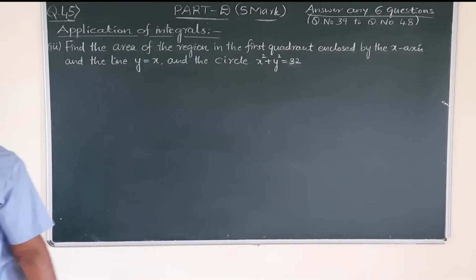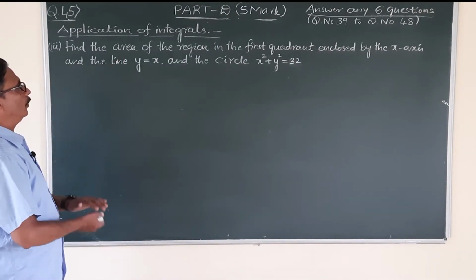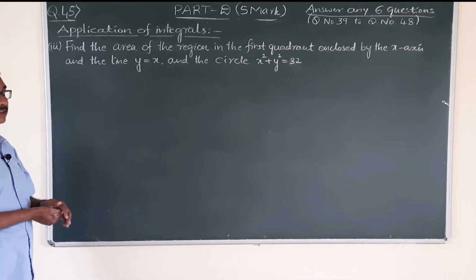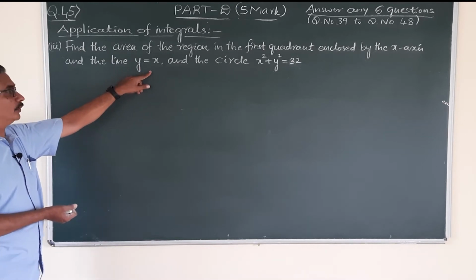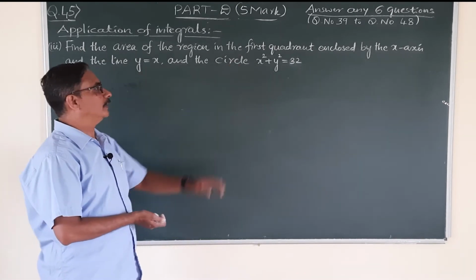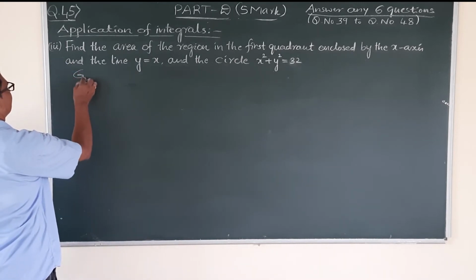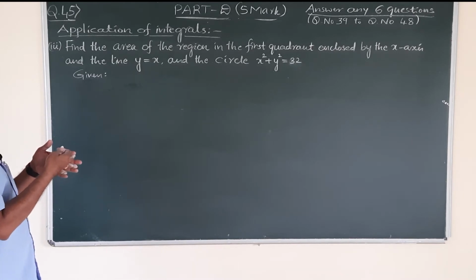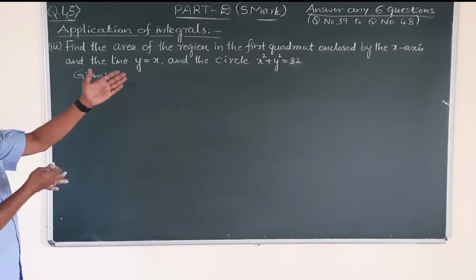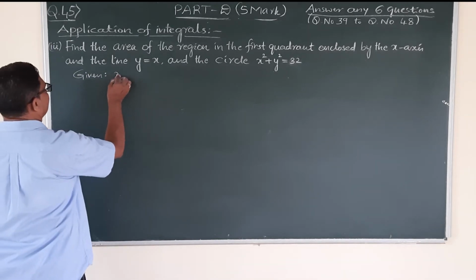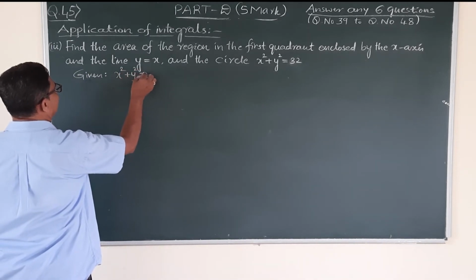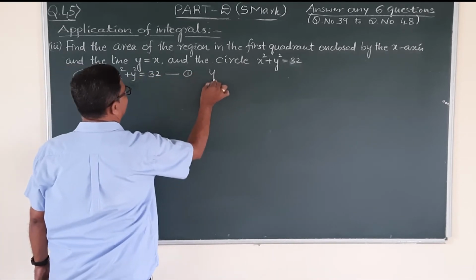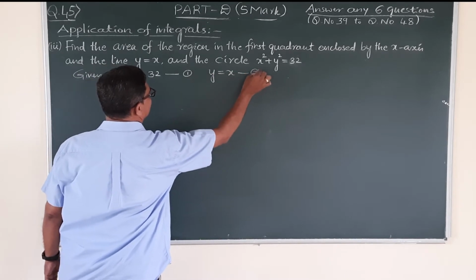Okay, problem number 3. Find the area of the region in the first quadrant enclosed by the x-axis and the line y is equal to x and the circle x square plus y square is equal to 32. Now one circle, one line given. To find the area of the region in the first quadrant enclosed by x-axis and the circle. Now given data x square plus y square is equal to 32, call it as equation 1, and the line y is equal to x, equation 2.